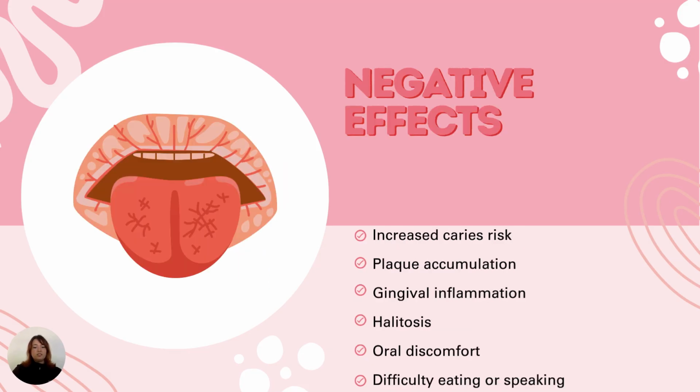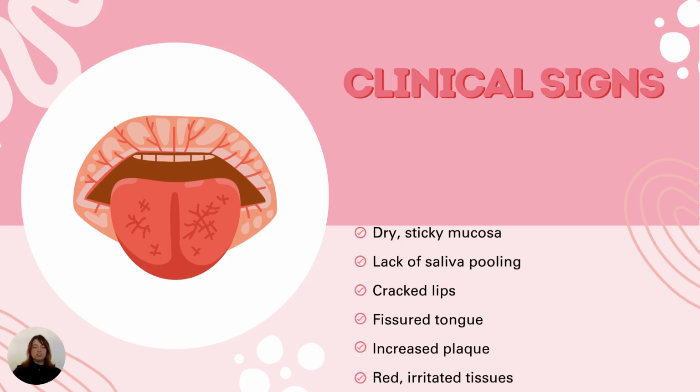The negative effects of xerostomia: increased caries risk, which is cavities, plaque accumulation, gingival inflammation, halitosis, which is the clinical term for bad breath, oral discomfort, and difficulty eating or speaking. Clinical signs of xerostomia are dry, sticky mucosa, which is the lining of our gums, our cheeks, and our lips, lack of saliva pooling, cracked lips, fissured tongue, which you can see on this graphic. Fissured tongue is the kind of deep line on the midline of the tongue, increased plaque, and red irritated tissues.